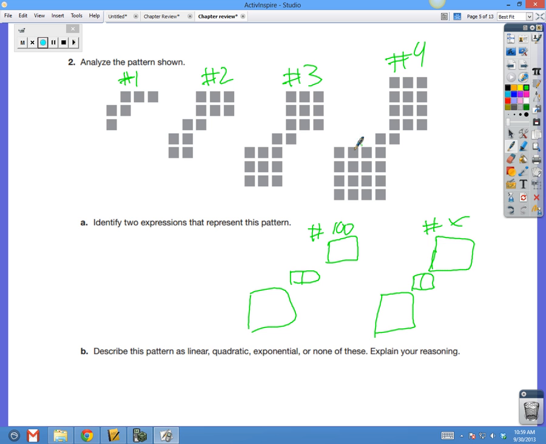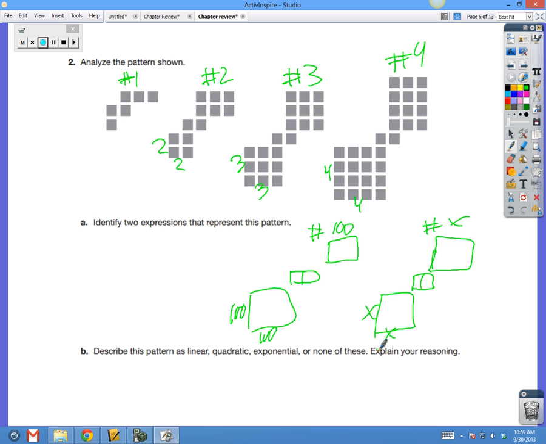What about this bottom square on 4? What are the dimensions of this guy? It's 4 by 4. What about 3? 3 by 3. So this one looks like it's going to be easy. 2 by 2. So on picture 100, what's it going to be? It's going to be 100 by 100. So on picture X, what's it going to be? It's going to be X by X. So whatever the number is, that's the dimensions of that.